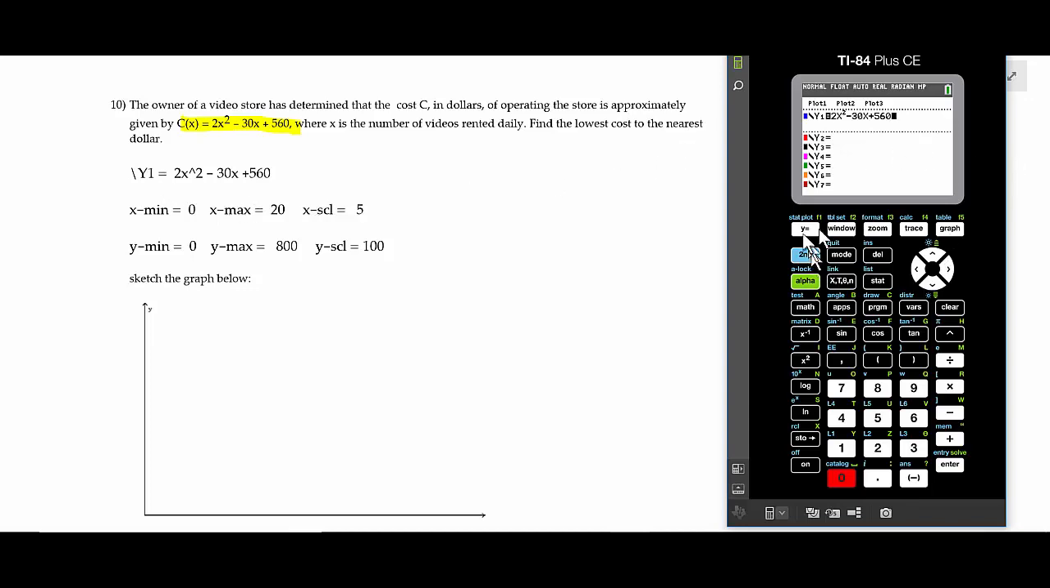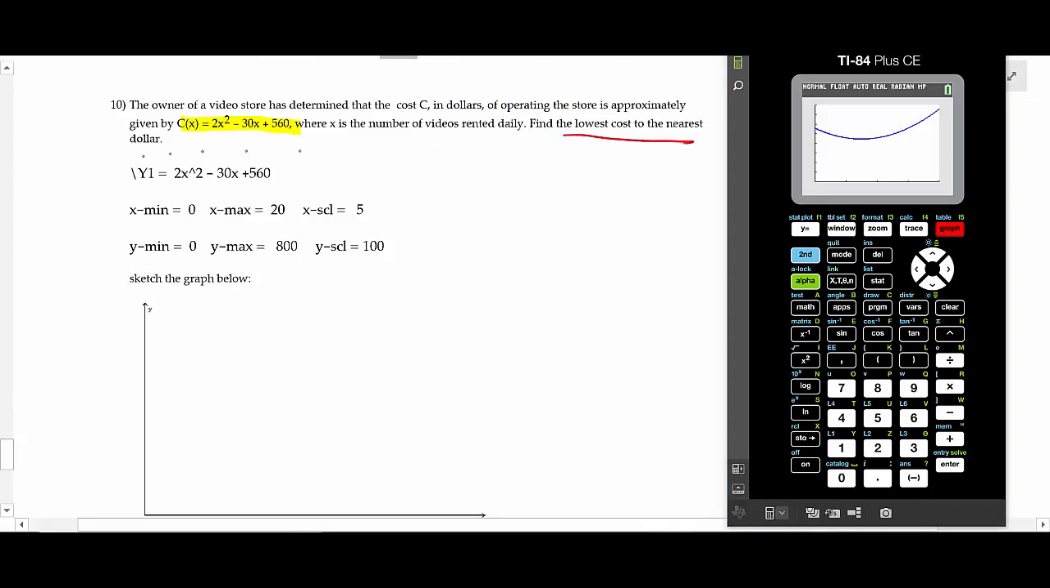Okay, I went ahead and worked out a window, so let's put that window in. So we have 0 to 20, and we're going to scale that by 5. Then the y's we're going to go from 0 to 800, and a good way to scale that would be 100. If you get everything put in, you want to see that you've got a parabola opening upward like we'd expect. And then what we're going to do is find the lowest cost to the nearest dollar.